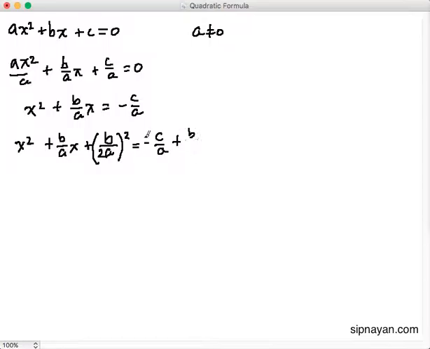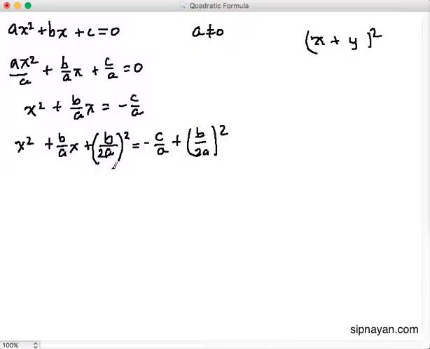Pero teka lang, ayusin muna natin to. So, b over 2a quantity squared. Okay. So, kunin natin yung binomial form nito. Dapat x plus y squared, no? Yung ganito dapat ang forms ng left-hand side natin, di ba? So, by the way, kung hindi nyo alam paano mag-complete the square, baka hindi nyo maintindihan to, no? So, panoorin nyo yung ating video on completing the square.